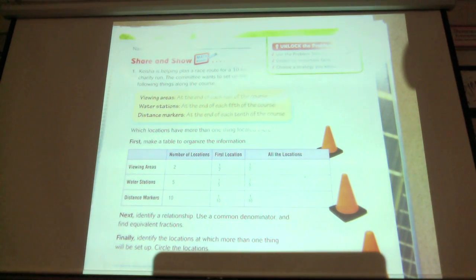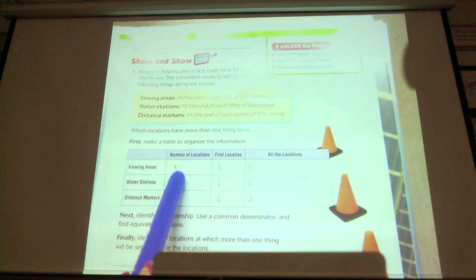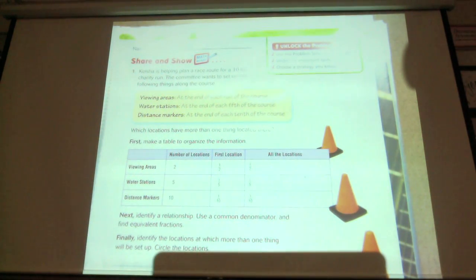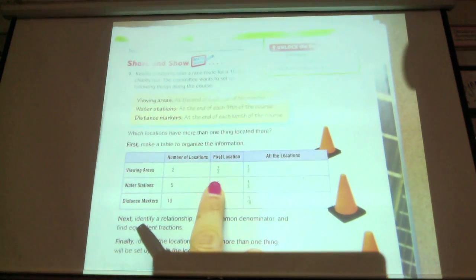So how many places are going to have a viewing station? It's divided into halves. So how many sections are there, Jaden? Two. So there's going to be a viewing area in two places, and they've already done that for you. The first one is going to be at the half mark. It gives you the fraction, every half mark.